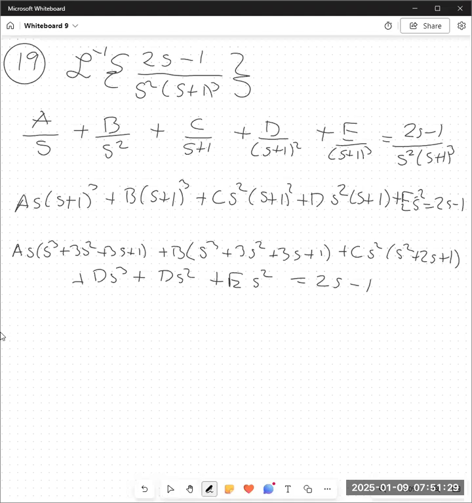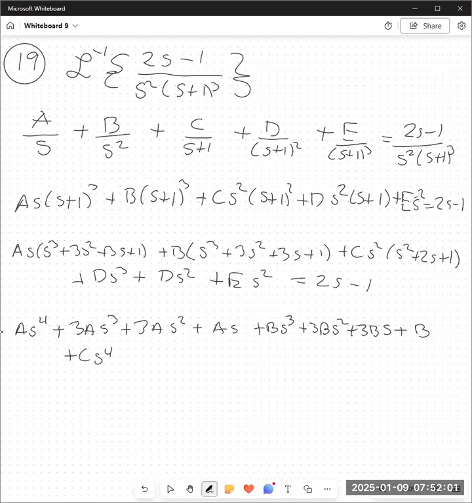And a little bit more here. As to the fourth plus 3as to the third plus 3as squared plus as plus bs to the third plus 3bs squared plus 3bs plus b plus cs to the fourth plus 2cs to the third plus cs squared plus ds to the third plus ds squared plus es squared equals 2s minus 1.